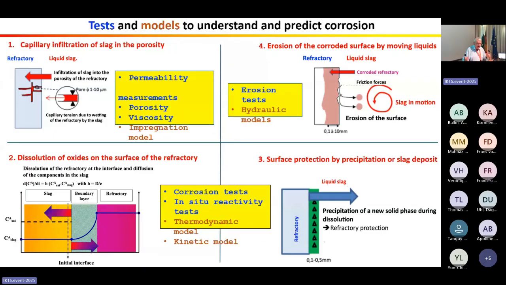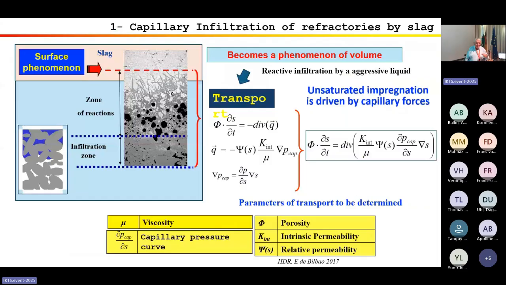The main question is, what are our possibilities to experiment and to model these mechanisms? For each mechanism, we are able to model the permeability, the erosion, the corrosion, and to make laboratory tests to measure the porosity, the viscosity, the erosion of the refractories, and also the prediction of the phases and the kinetic models.